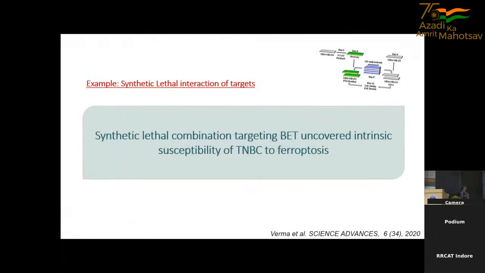For the first example, on synthetic lethal interaction of targets, we found a synthetic lethal targeting involving BET inhibitors. BET is a bromodomain protein, and Dr. Chandrima told you about BET proteins yesterday. This is a chromatin reader protein. We discovered that if we combine this BET inhibitor with two different targets, one a proteasomal inhibitor, bortezomib, which is already a clinical drug, and another, a CXCR2 inhibitor, which is an IL-8 receptor inhibitor, you can produce an effect which is subtype specific.